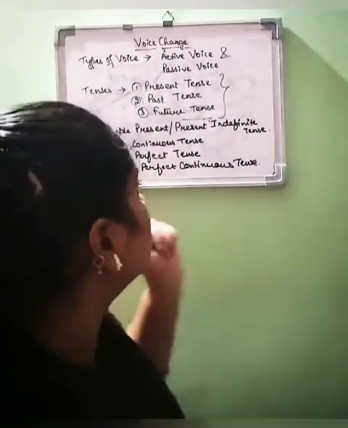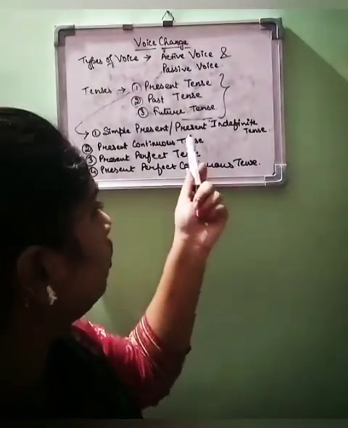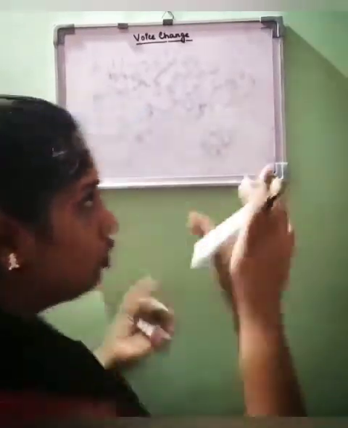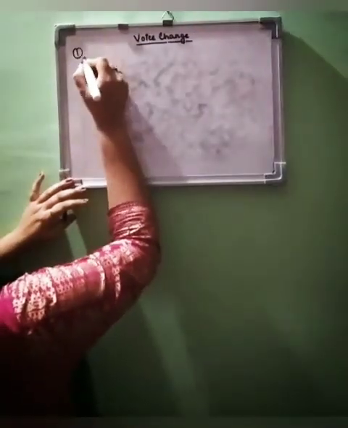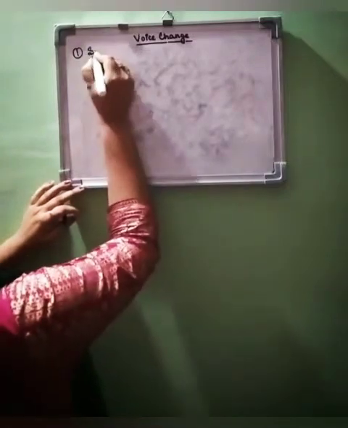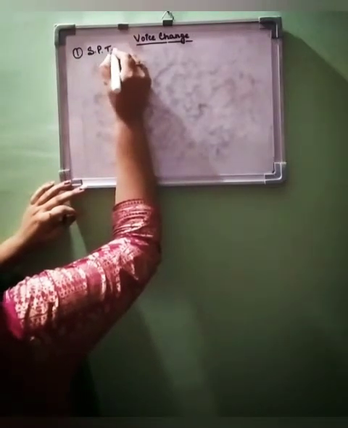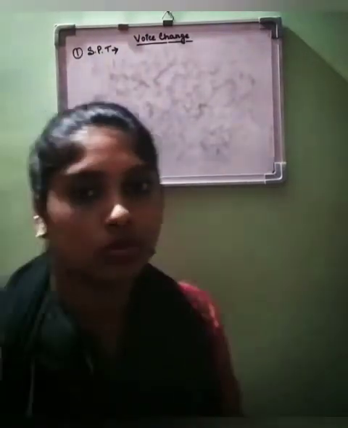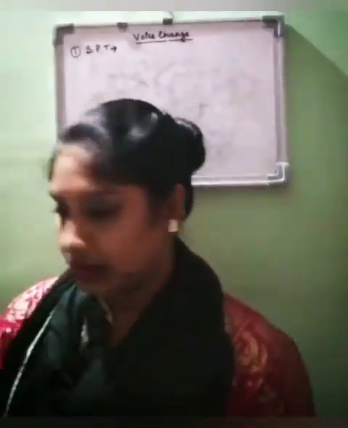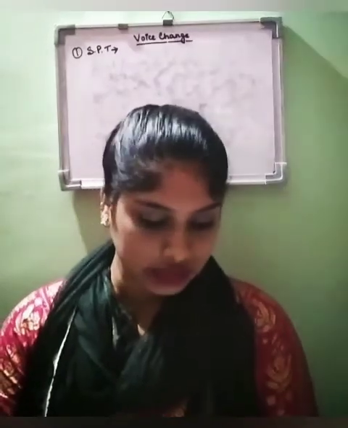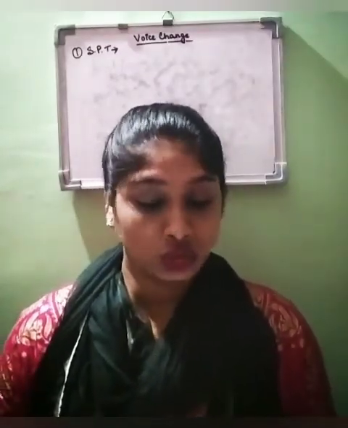So let's start with the first type. We will first start with the simple present tense. I'm not writing the name again. You can also call this present indefinite tense. For your better understanding, let's do it from your book itself. I had told you to go through the table.